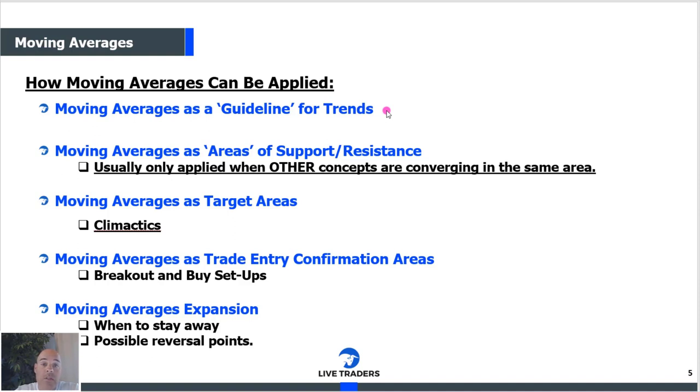But for new traders, that squiggly line can be very helpful. If it's moving higher, it's probably an uptrend. If it's moving sideways, it's probably in a sideways trend. And if it's moving lower, it's probably in a downtrend. Now, that's not 100% accurate, but as a guideline for trends.